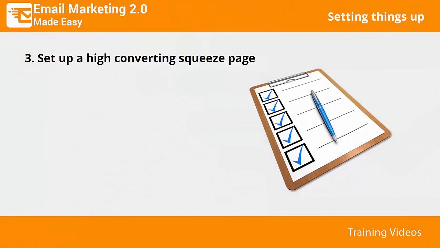3. Set up a high-converting squeeze page. You need to set up a high-converting squeeze page, so let me share 3 specific steps that you can follow. A. Select your social squeeze page's topic. This certainly is the most important step.